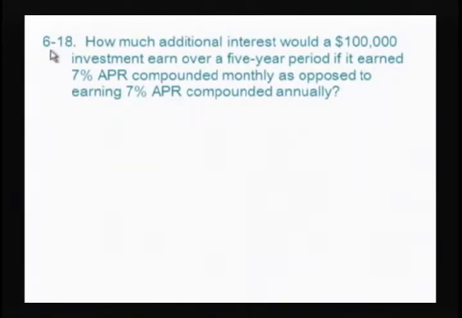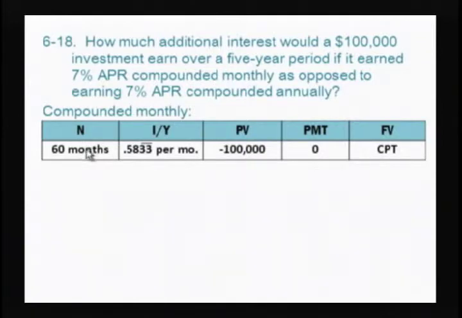Problem 618 says, how much additional interest would a $100,000 investment earn over a 5-year period if it earned 7% APR compounded monthly as opposed to earning 7% APR compounded annually? Let's calculate the monthly result first, and then we can take the difference rather easily because this will produce the larger amount.